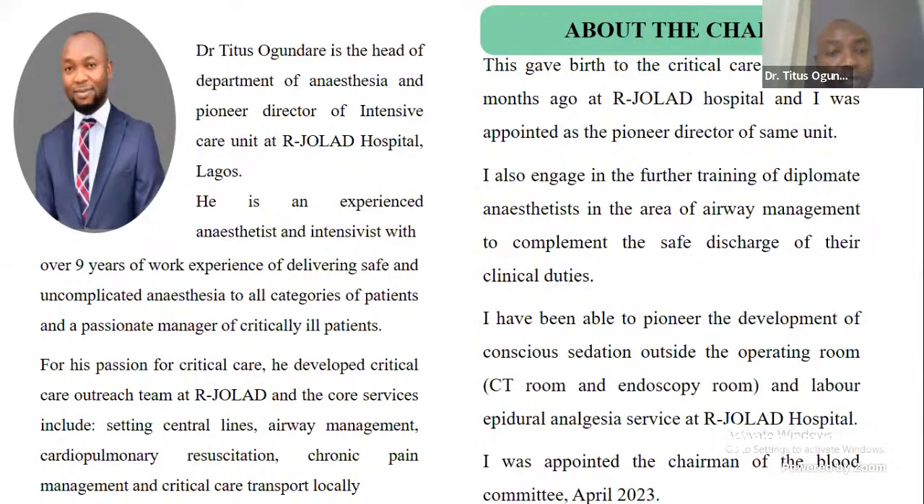For my passion for critical care, I developed a critical care outreach team at Harold Jollard. That was upon my appointment 18 months ago. And the core services include the institution of central venous cannulation. I have done well over 1,003 central lines with 5 reported cases of pneumothorax.